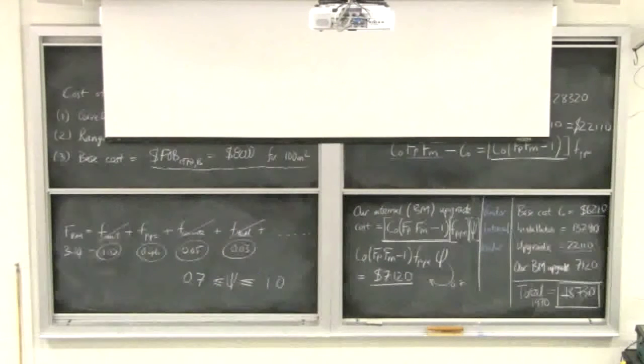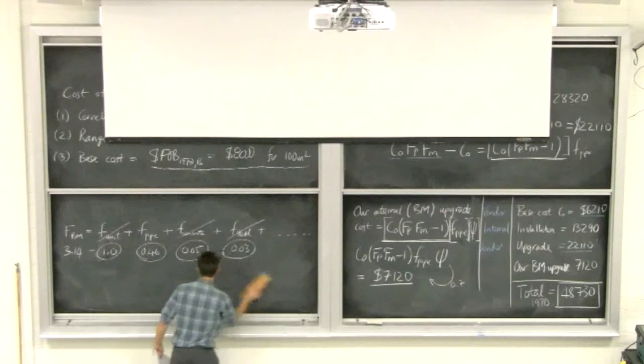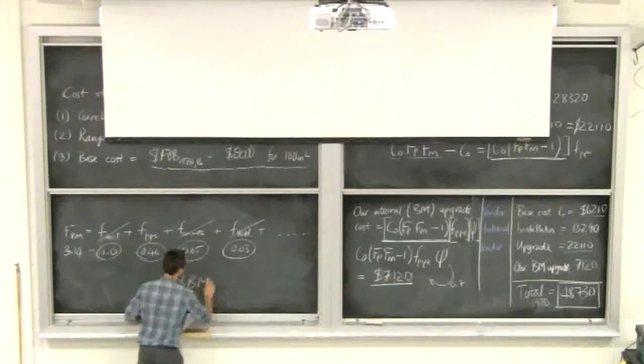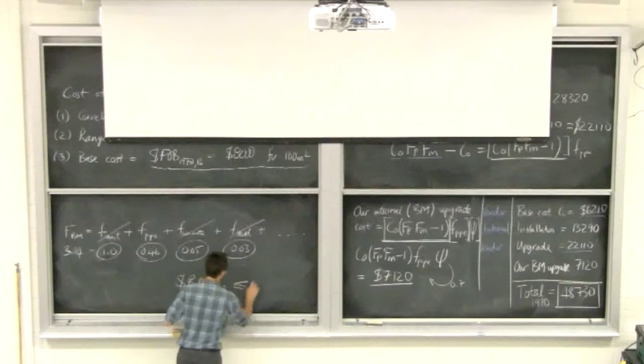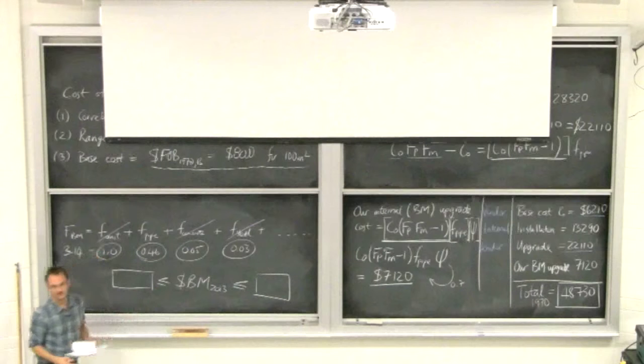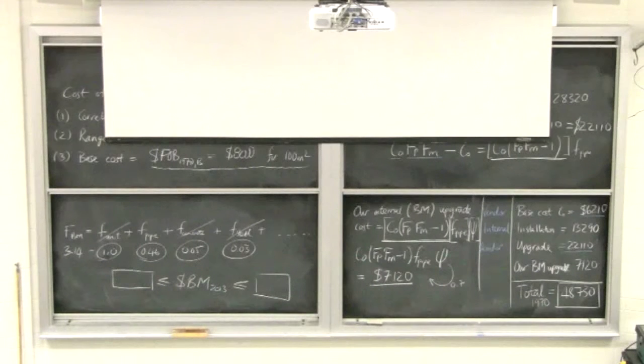Okay? So I don't have the values for the 2013 CEPCI here with me, but your answer is reported as dollar bare module 2013, and it will be some upper bound and some lower bound that you'll report your answer as. That's your total bare module cost, 48,700.